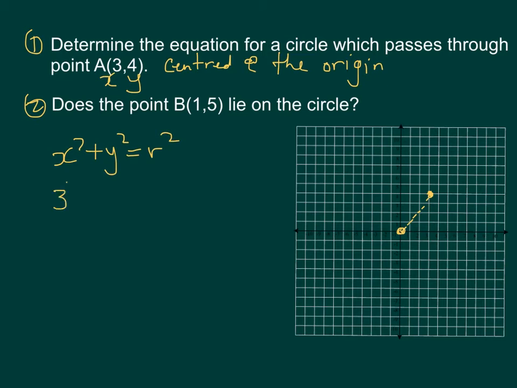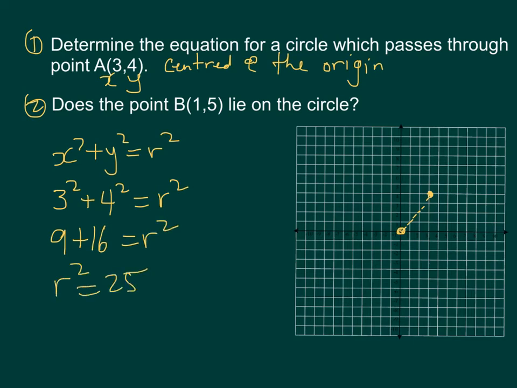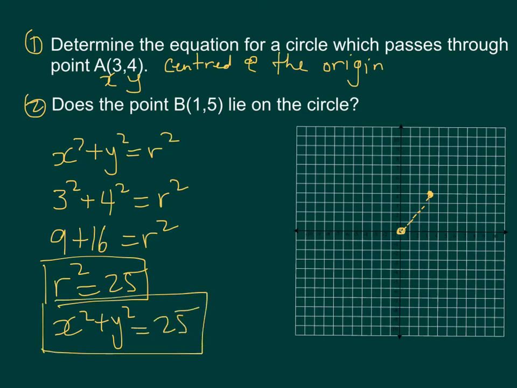So let's just plug it in and see what happens. We've got 3 squared plus 4 squared is equal to r squared. So we get 9 plus 16 is equal to r squared, so r squared is equal to 25. That's good enough for us to find this equation. So at this moment my equation is x squared plus y squared is equal to 25, and that is my answer.